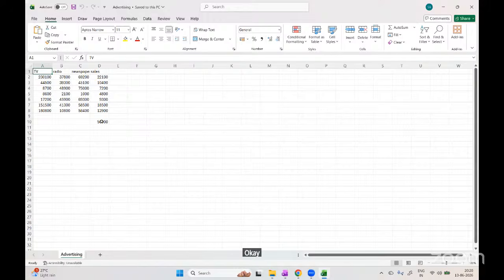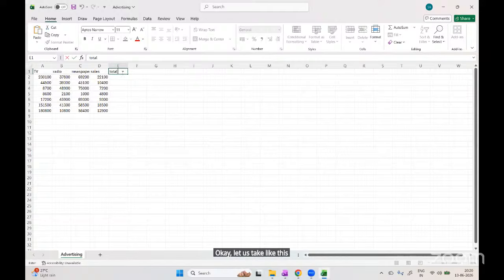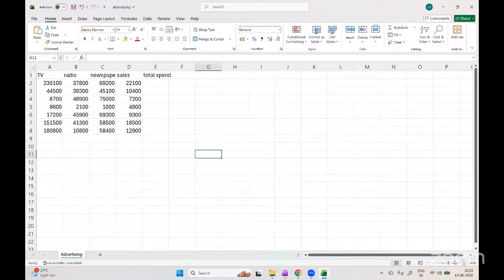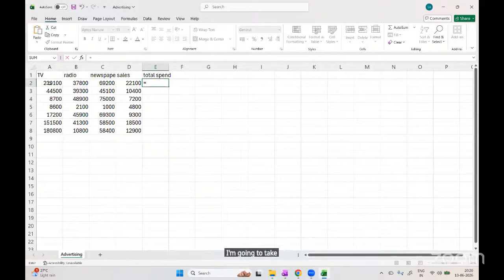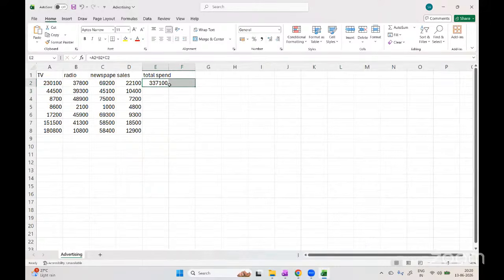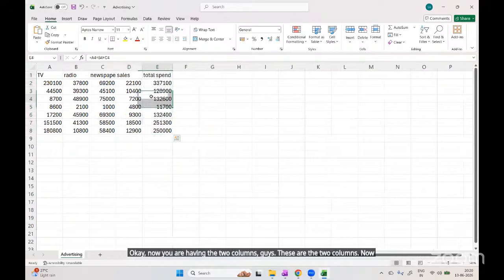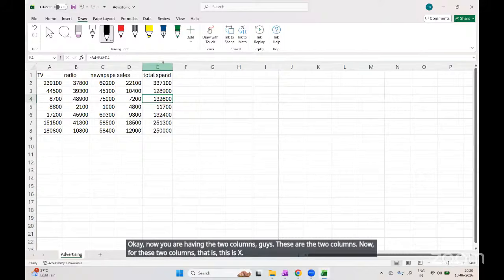For this particular data set, multiple columns are there. I'm going to convert these multiple columns into one column. I'm going to take the total spend, that is nothing but this one plus this one plus this one. Now you have two columns, guys. For these two columns, this column is X for you.